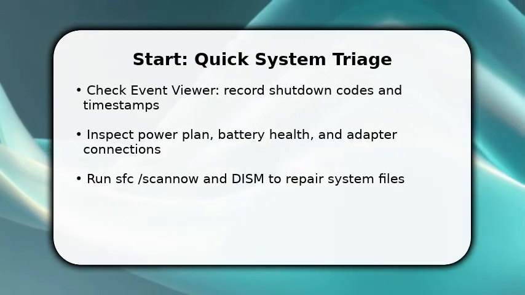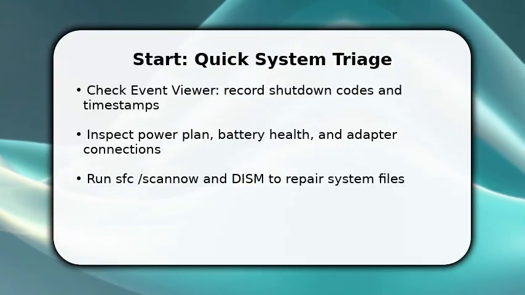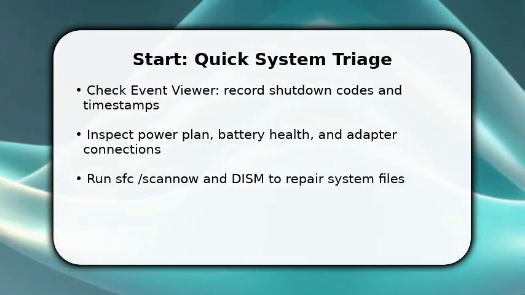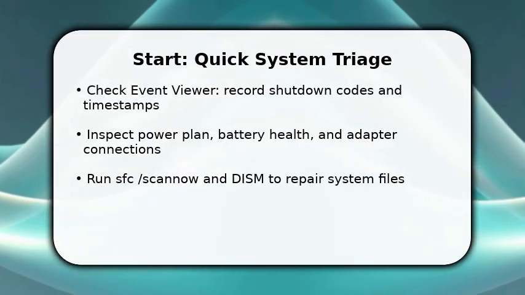Run sfc /scannow, then DISM restore health to fix damaged Windows files. Once done, reboot and check if the unexpected shutdown repeats before moving to driver and firmware checks.